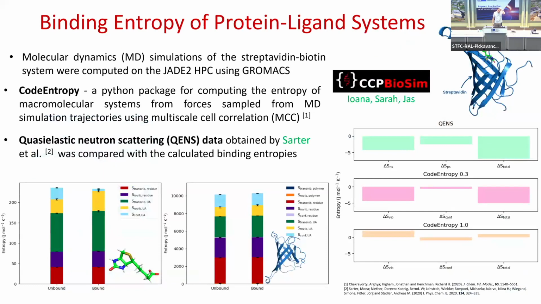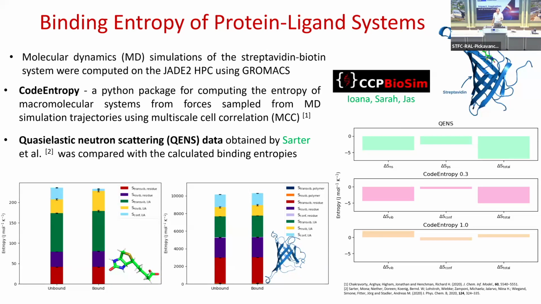Another technique that we've just recently made contact with is QENS, quasi-elastic neutron scattering. So working with Mona Sata at ISIS, based on the time resolution that you can achieve in the neutron scattering, you can get out different timescales of motions that are happening in a protein or protein complex system. And from that, they're able to estimate.